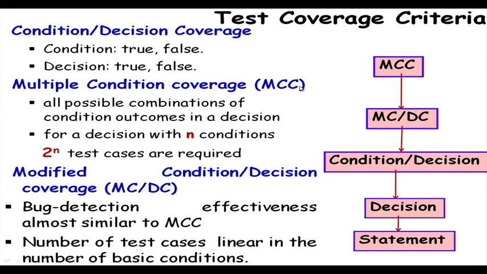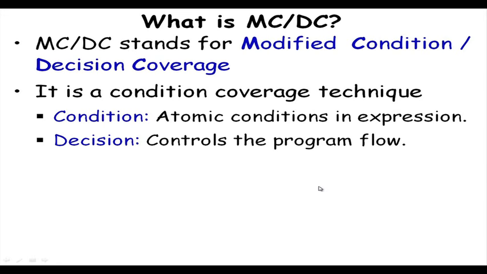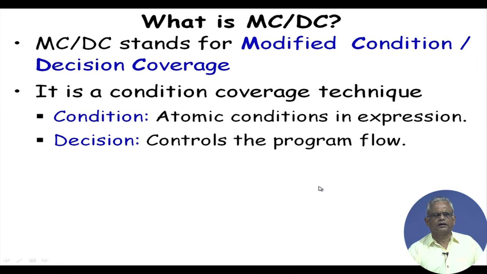If we look at the hierarchy, the multiple condition decision coverage is stronger than statement coverage, the decision or branch coverage, and the condition decision coverage, but is weaker than the multiple condition coverage. Now, let us see what is involved in MCDC testing. How do we design the test cases for this? How many test cases and so on.